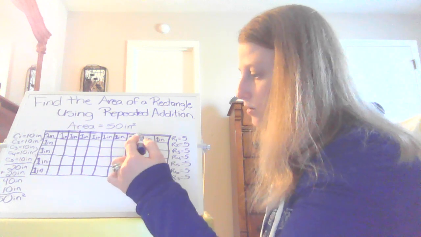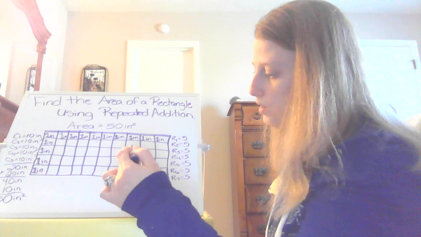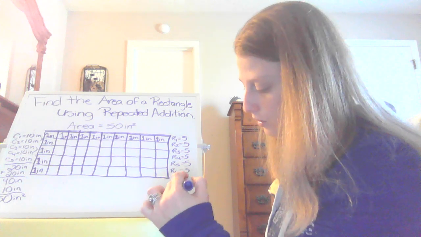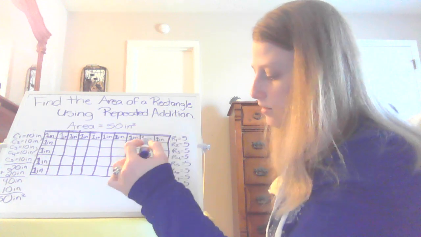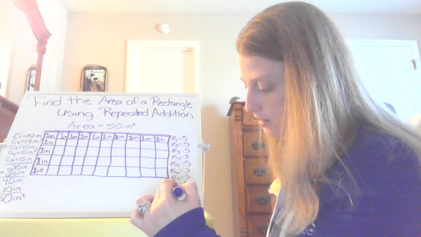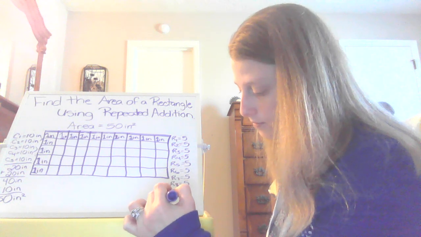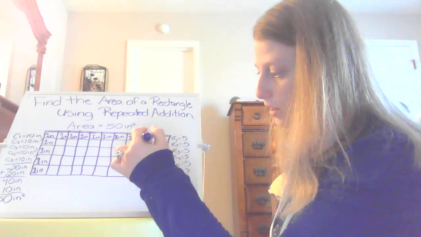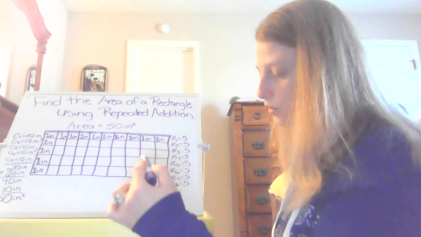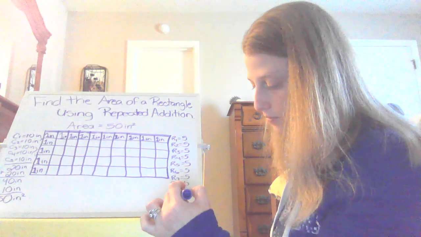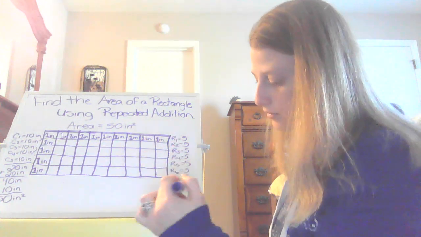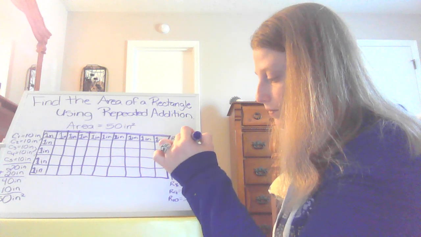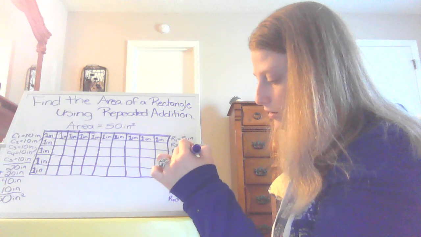Okay, let's look at row 8. 1, 2, 3, 4, 5. So row 8 is 5 as well. Alright, let's look at rows 9 and 10, and as you can see, there's another pattern. They're all the same. So we're just going to count row 9 here. 1, 2, 3, 4, 5. Put 5 here. And 1, 2, 3, 4, 5 in row 10 as well. And I forgot to add, these are inches as well. So let's put our little inches here.